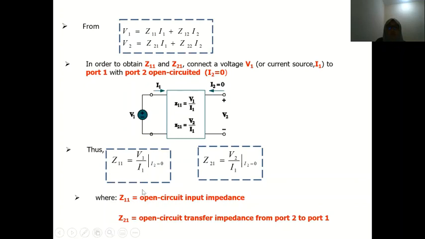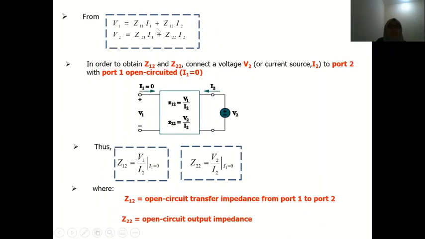When I2 is equal to 0, the impedance parameters that you obtain are Z11, which is equivalent to V1 divided by I1, and Z21, which is equivalent to V2 divided by I1. Here Z11 is the open circuit input impedance, while Z21 is the open circuit transfer impedance from port 1 to port 2.